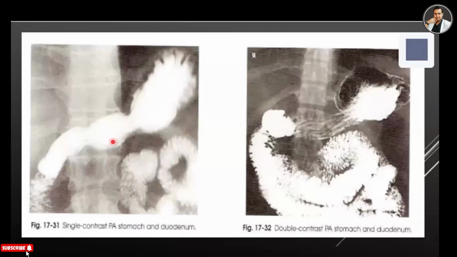The first image is a single contrast study, and it's a PA view of the stomach and duodenum. And the second one is the double contrast study. You can see the gas in the stomach and also the barium sulfate passes the stomach and goes to the small intestine.